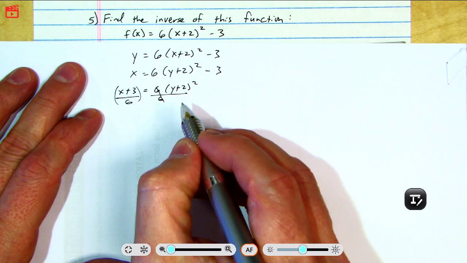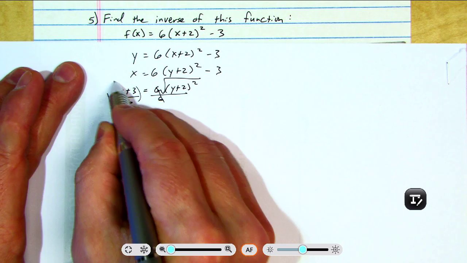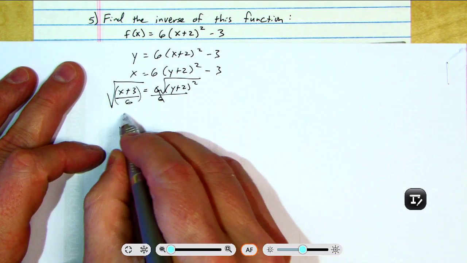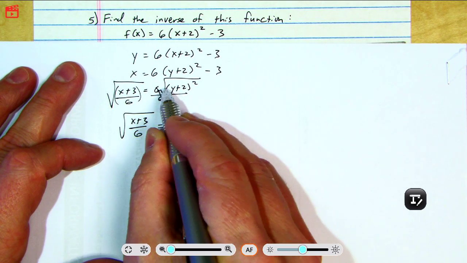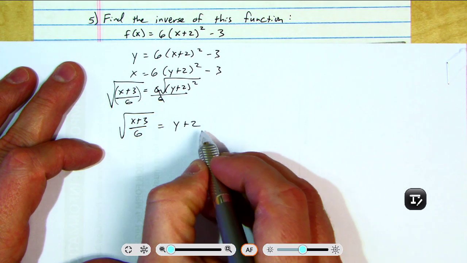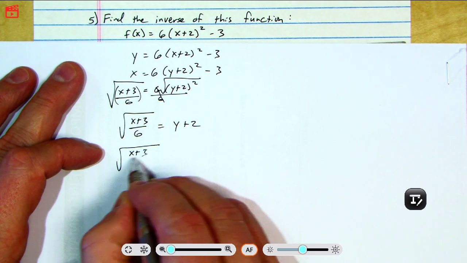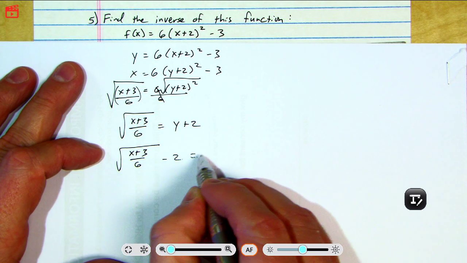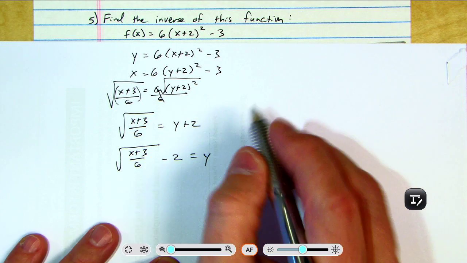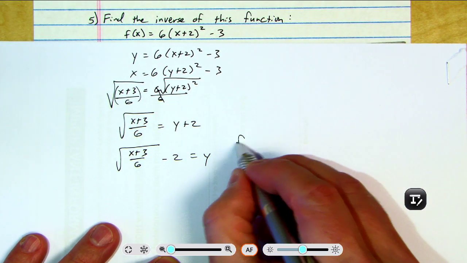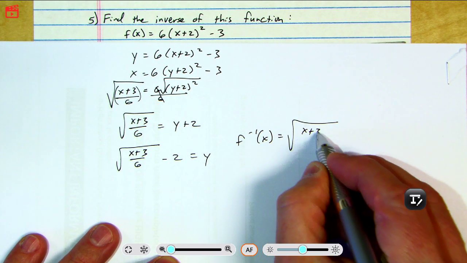the 6's cancel. How do I get rid of the squaring? You square root it. You square root both sides. So let me rewrite this as the square root of (x plus 3) over 6 equals y plus 2, because the square root of stuff squared cancels out. What's the last step? Subtract 2. Now notice how I didn't try to combine or simplify anything. That's it. Okay? So let's think about real quick. I want you guys to see that the inverse is the square root of (x plus 3) over 6 minus 2.